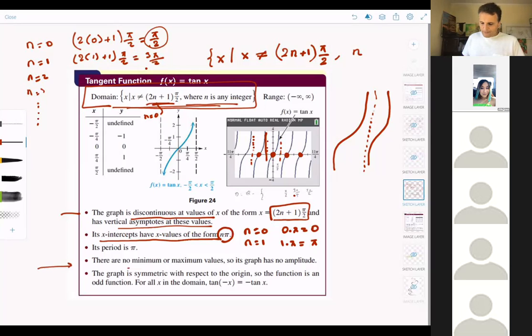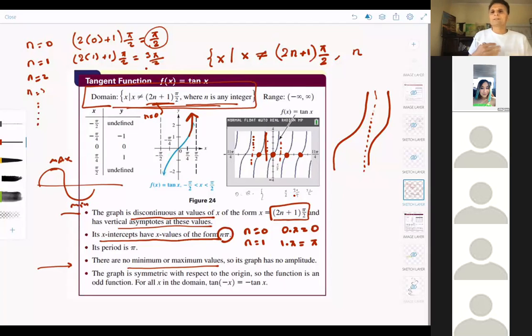There are no minimum and maximum values, because we're never going to say the maximum of tangent is like 10 million. No, we might have 10 million and one. So there is no limit for the minimum and maximum. Because of that, there is no amplitude. Amplitude comes from between the maximum and minimum for sine and cosine, but for tangent, cotangent, secant, and cosecant, we cannot find the height.